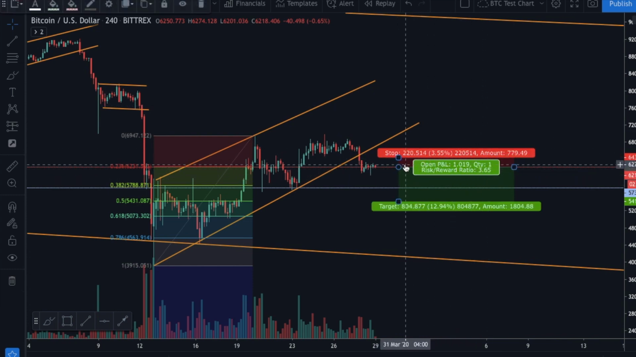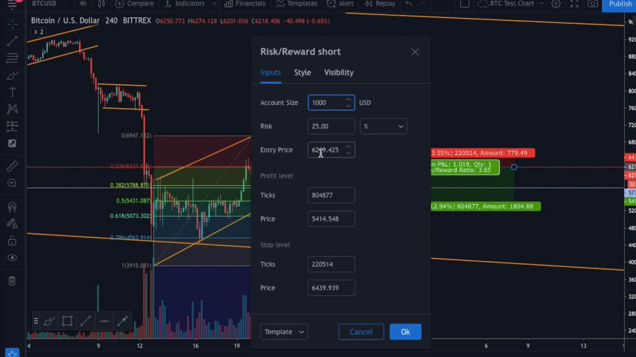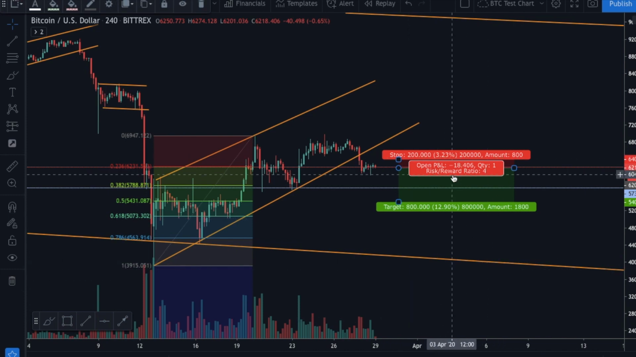You're entering, price is 6,219. Let's make it easier. Let's make it 6,200. Your profit price is 5,400. This is where you are going to exit the market, and this stop loss is going to save you if the price actually goes against you. So 6,439. Let's say 6,400 is going to be our stop loss area. So now you can see our risk reward is 4.